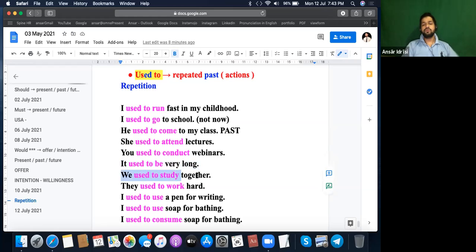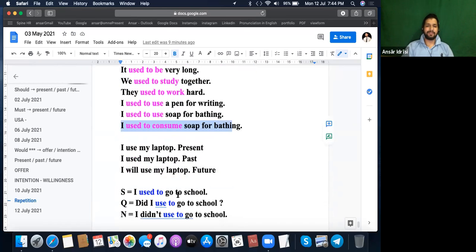Next, we used to study together. हम लोग साथ में study करते थे, but do we study together right now? No. Now we work in a company, so we used to study together. For example, they used to work hard, but do they work right now? No, they go to college. They don't work right now. I used to use a pen for writing. मैं pen use करता था. I used to use soap for bathing. This is what I gave you as examples last time.